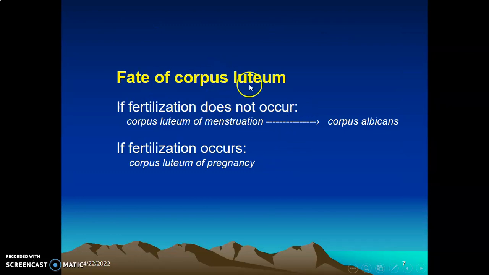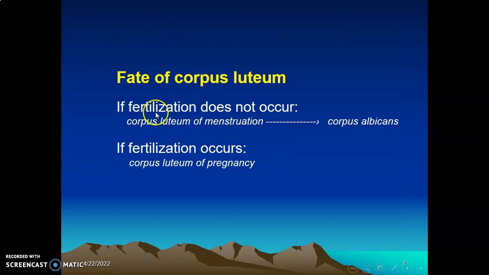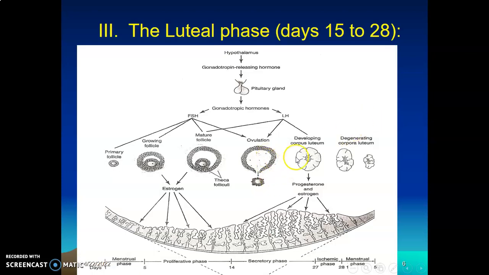So what's the fate of the corpus luteum? After ovulation, you go to the luteal phase. We talked of the follicular phase, then ovulation at day 14, and after that the luteal phase. If fertilization does not occur, the remaining follicle forms a corpus luteum of menstruation. Because there's no fertilization, pregnancy will not happen. This corpus luteum will later degenerate and form the corpus albicans, so it will fibrose. The ovum has been released, and the remaining follicular cells form the corpus luteum.